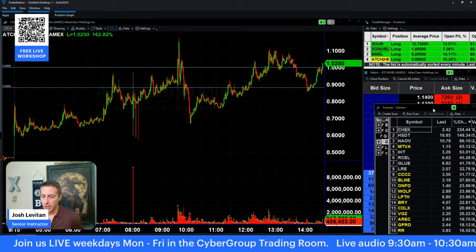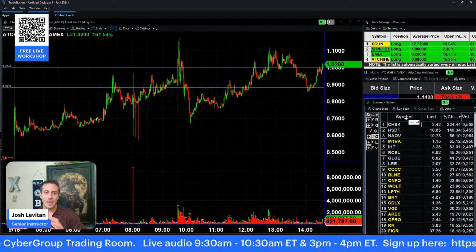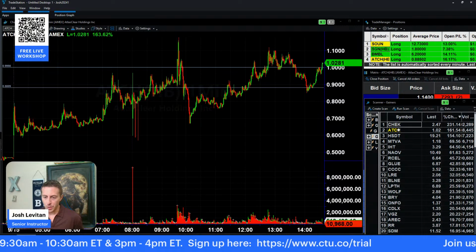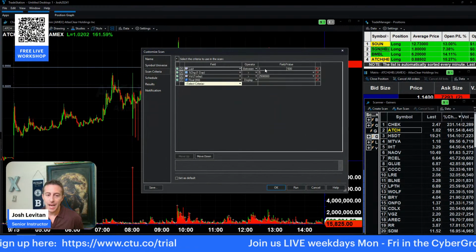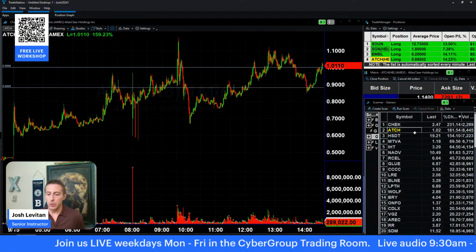But either way, this looks pretty good here going into the close, and something like this is exactly what we'll be discussing in our class later on this afternoon. So yeah, absolutely, ATCH will begin with that, and there we go. I think my scanner here is set to over $1, so it was just below $1 there. It wasn't on the scan. Reran it. There it is.